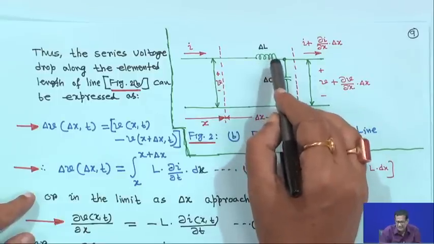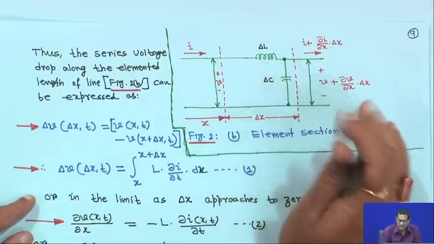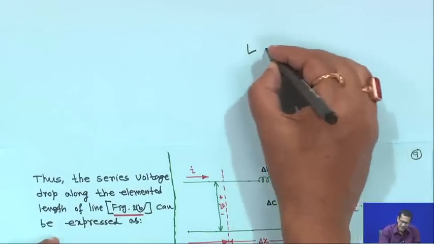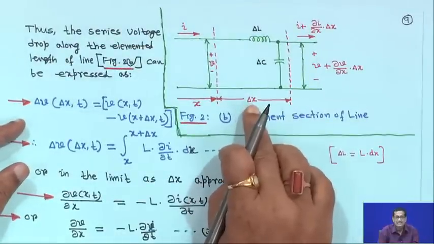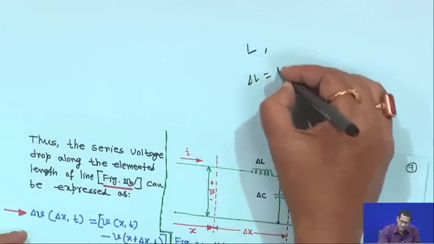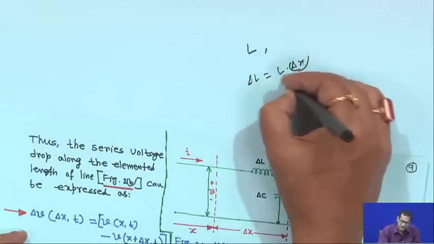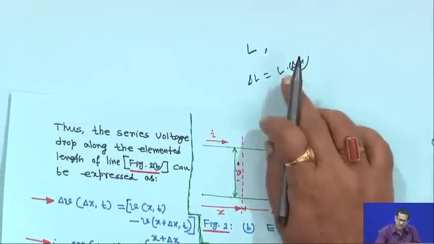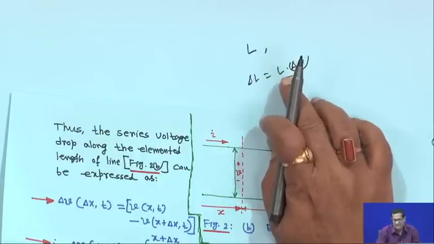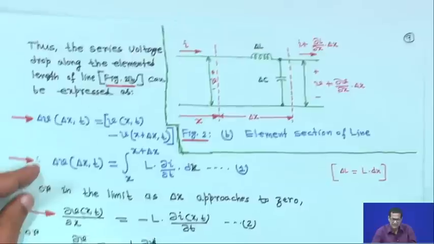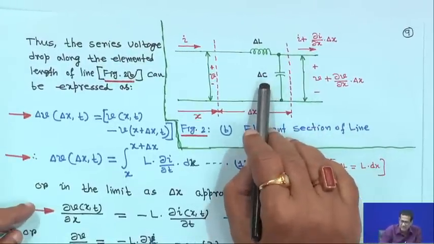So, the inductance we say delta L, right. Delta L means if the total inductance is L per unit length, and the length is delta x, then delta L is equal to L into delta x, right. So this is your delta L. This L we are representing as Henry per meter, or milli Henry, whatsoever, right. The same is applicable for capacitor.